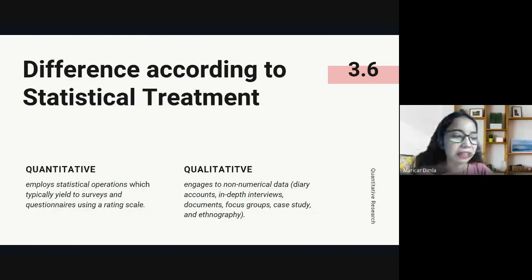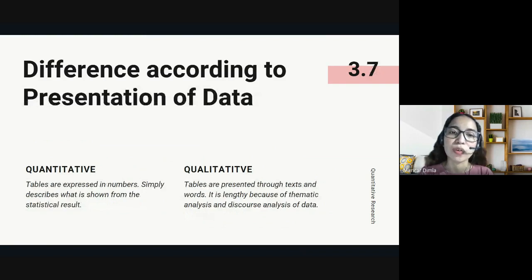Diba? Magta-transcribe kayo. I-encode mo, i-input mo the information that you have gathered from your respondents. Okay? Hindi mo naman pwedeng i-compute yung words. Yes, you can measure them kung ilan yung words nang ginamit, but it is not the proper interpretation of data. Okay? All right. So last one is difference according to presentation of data.